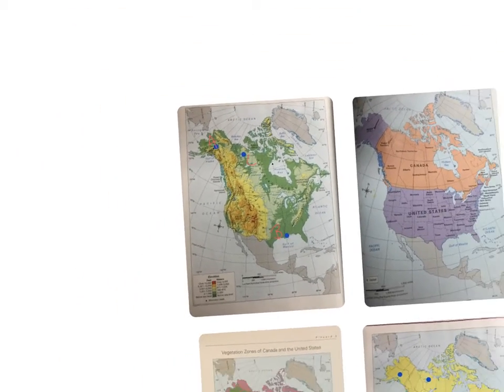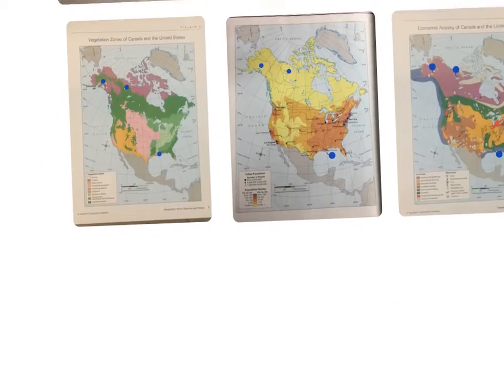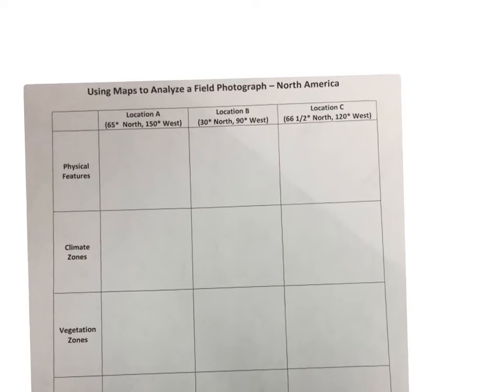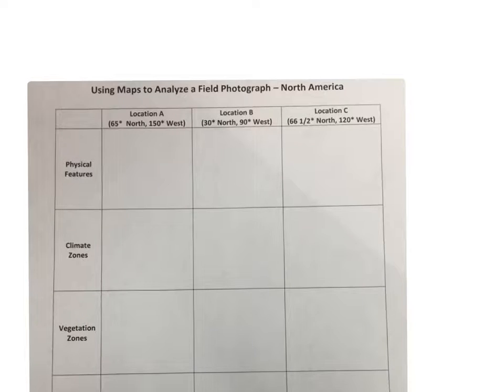So as I zoom out and I move down to my graphic organizer, I'm going to go to this box in location A, and I'm going to write down the Alaskan Range and Mount McKinley. Next, I need to look at location B.